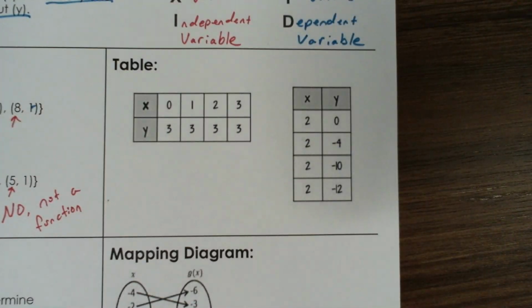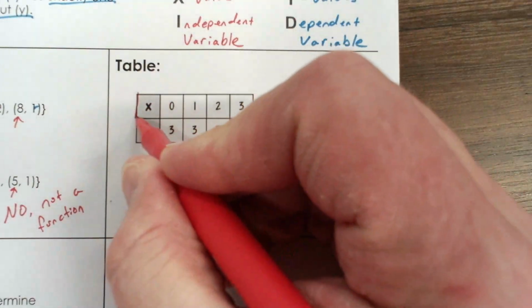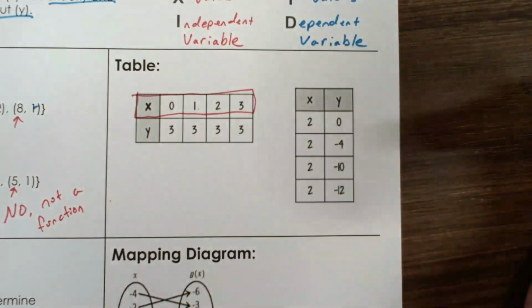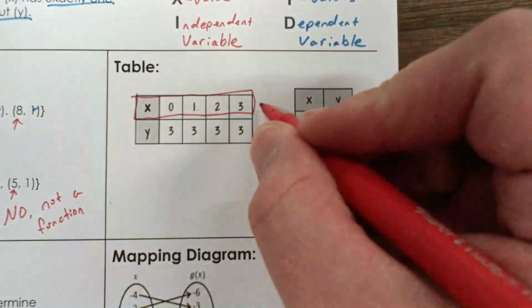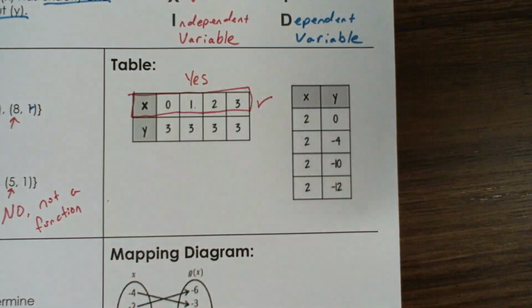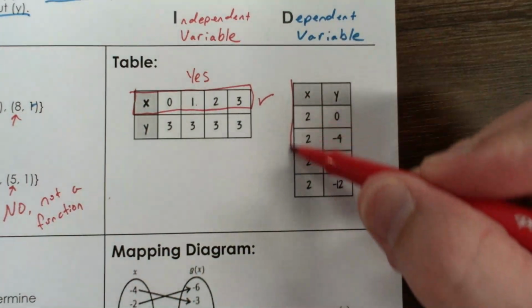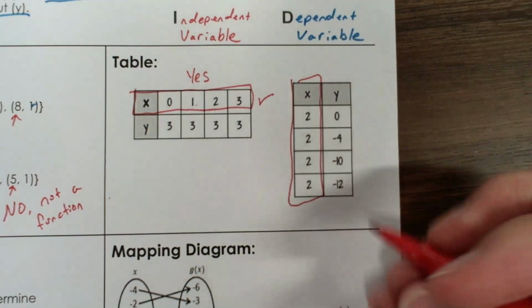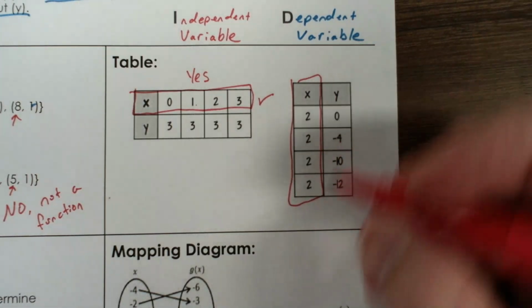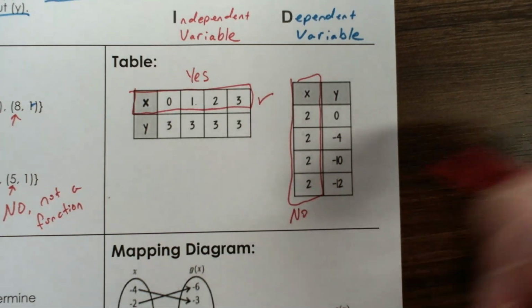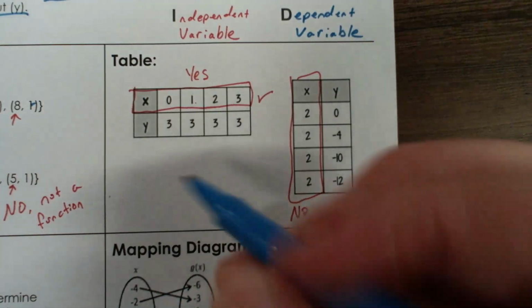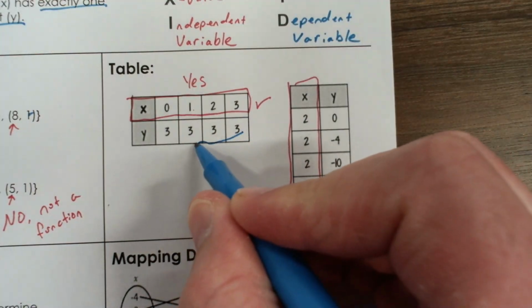Here in a table, again, we look for our x values. 0, 1, 2, 3. So none of the x values repeat. This is a function. Here, they all repeat 2's. And it doesn't matter whether they repeat all the time or if they just repeat once. It's automatically no, not a function. Again, I don't care that my y values repeat here.